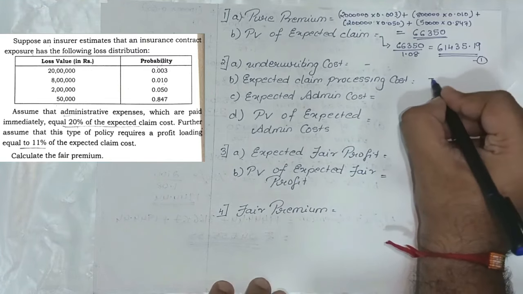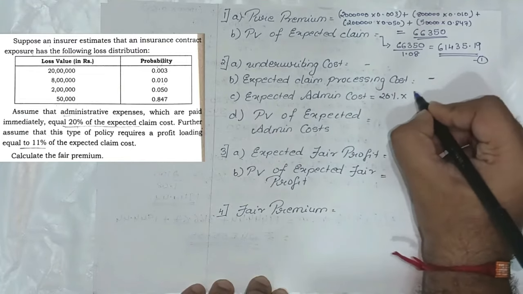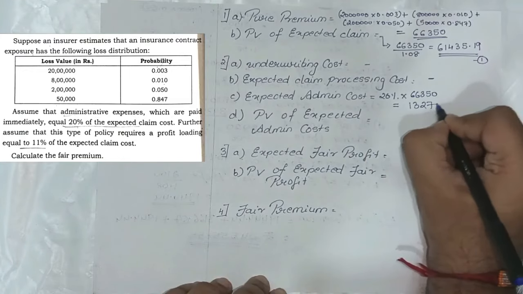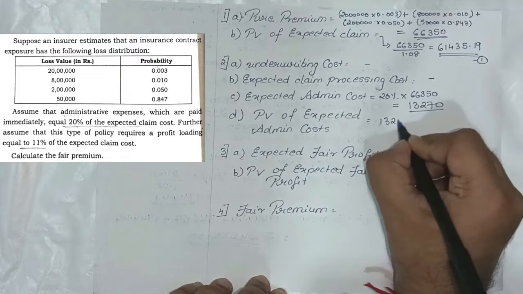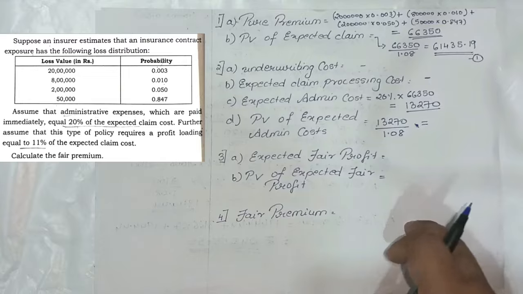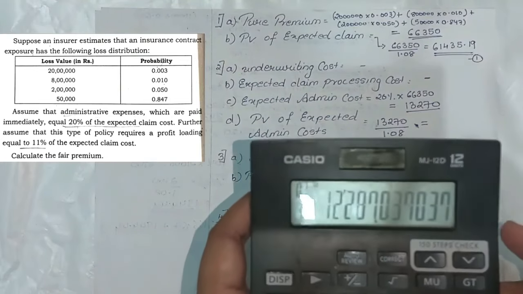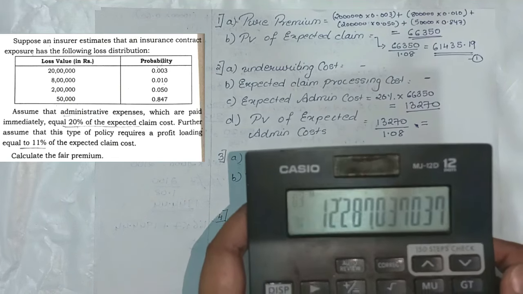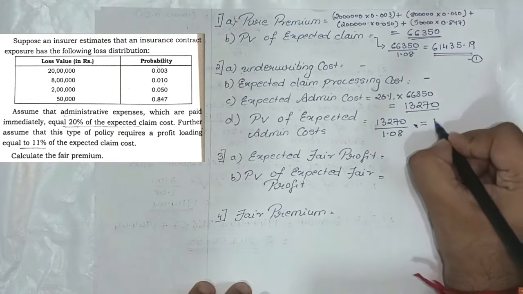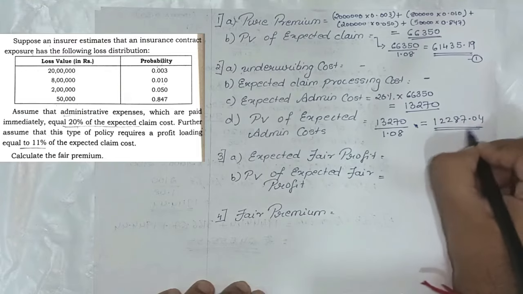There was no processing cost also. They directly gave you the expected administrative cost, which is 20% of the pure premium. We calculated and got the value as 13,270. Now we need to get the PV of it, so we divide by 1.08. 13,270 divided by 1.08 comes to 12,287.037, so we'll take it as 12,287.04. That's our second value.